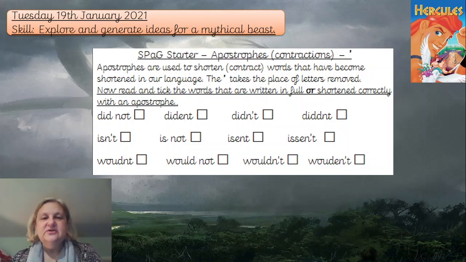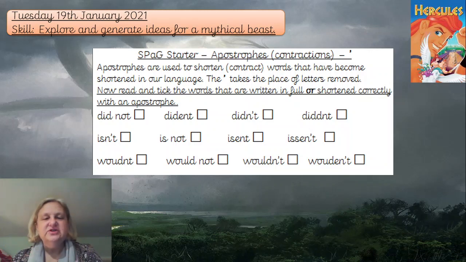So we had did not, and we usually say that as didn't. It's a shortened version of it, and it uses an apostrophe to show where those letters have been sort of squeezed out, if you like. So we've got did not, and we've got the different variations. There's 2 in each line you need to tick.